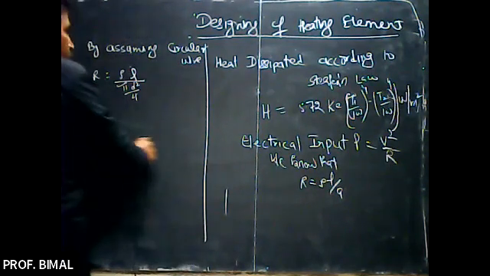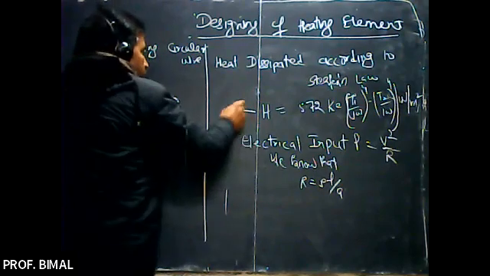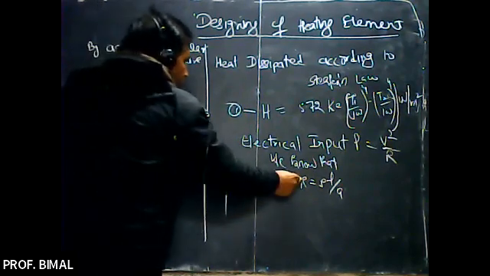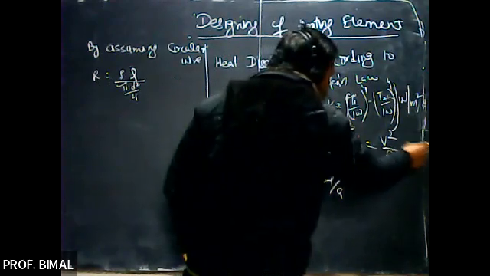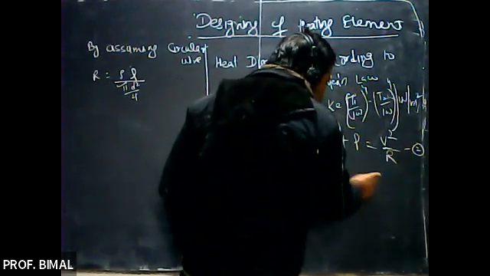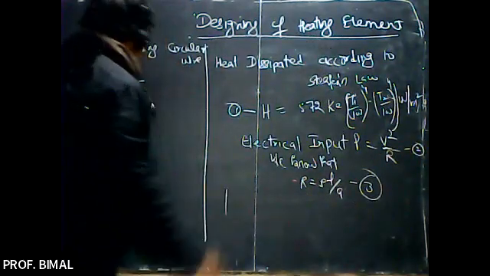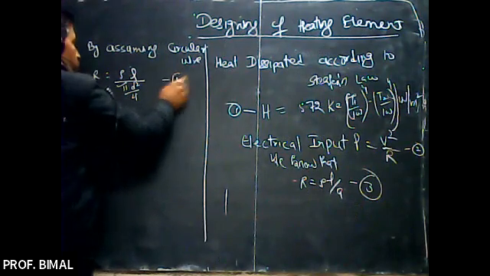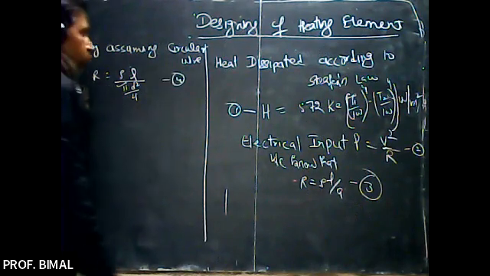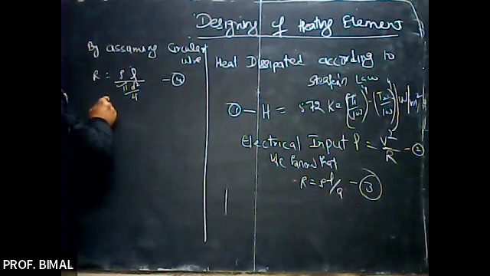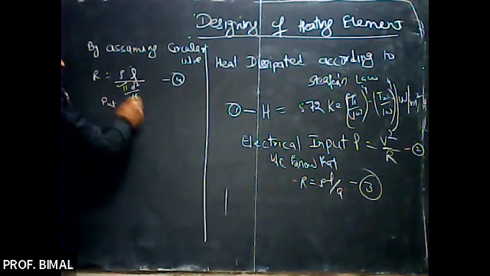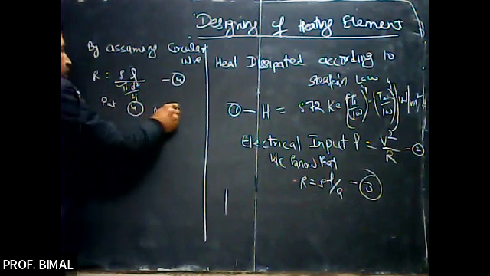Now substitute this value. Let us say this is your equation number 1. This is your P. This is your equation number 2. This is your equation number 3. And this equation is equation number 4. Now substitute 4 in 2. Put equation 4 in equation 2.